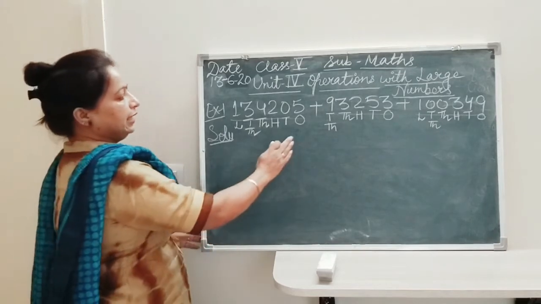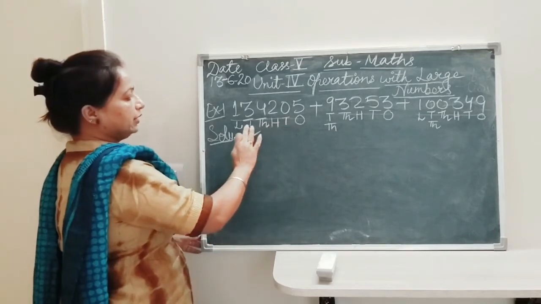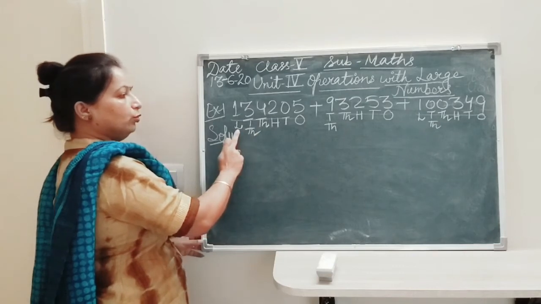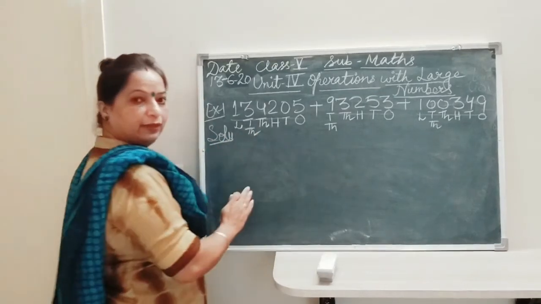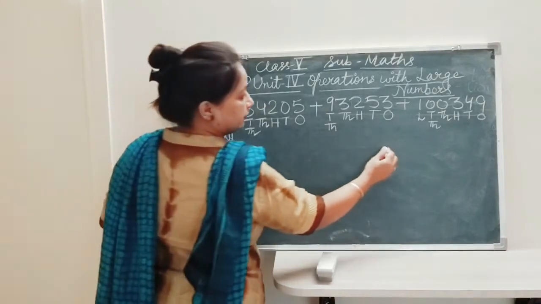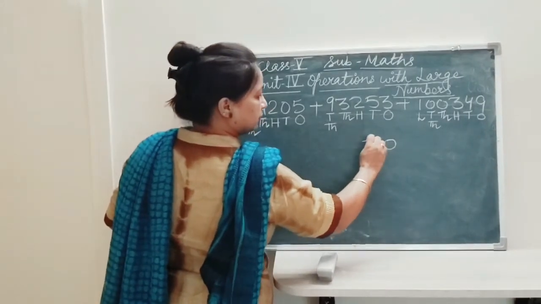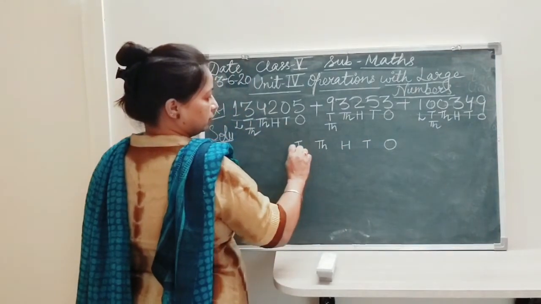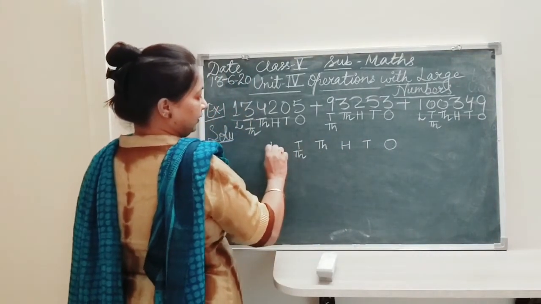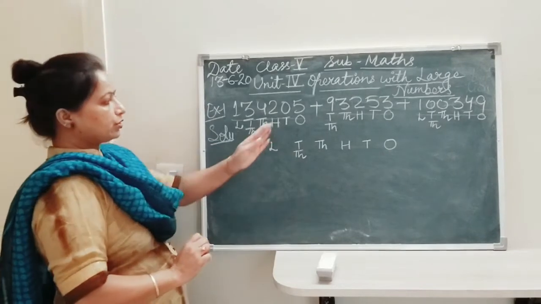As you can see, ones, tens, hundreds, thousands, ten thousands, lakh. Place value maximum it is up to lakhs. So we are going to write proper columns over here with the ones, tens, 100, 1000, 10,000 and lakh. Now we are going to start from here.